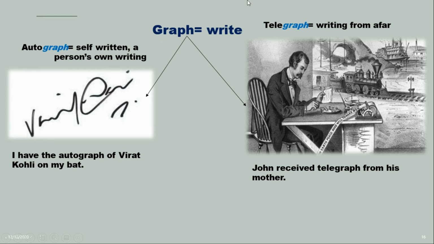Next, look at the root word graph, which means write. Look at the word autograph, which means self-written, a person's own writing. For example, I have the autograph of Virat Kohli on my bat. Telegraph means writing from afar. John received a telegraph from his mother. Let us learn again the meaning of different words here. Autograph, self-written, a person's own writing. Telegraph, writing from afar.